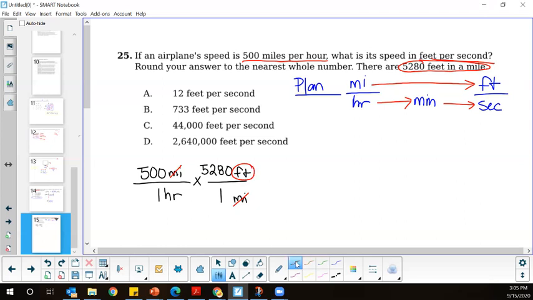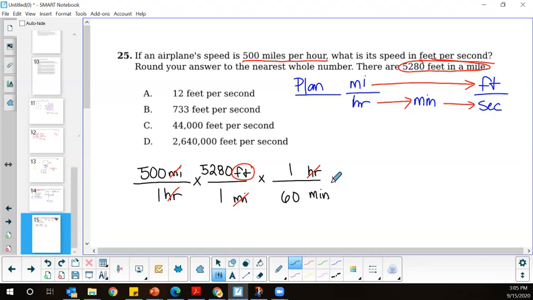So now we've got to work the second part of our plan, hours to minutes. Or hours to seconds, but we're going to start with hours to minutes. Now, where's hours going to go? Hours will go at the top because it's at the bottom in our first ratio and we need it to cancel out. So hours to minutes, there are 60 minutes in 1 hour, okay? So now from hours to minutes, hours cancels out, okay?